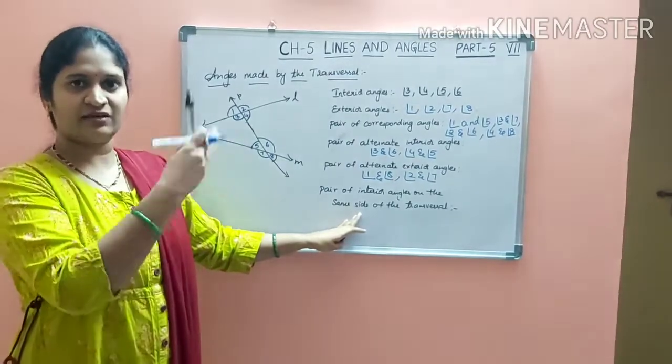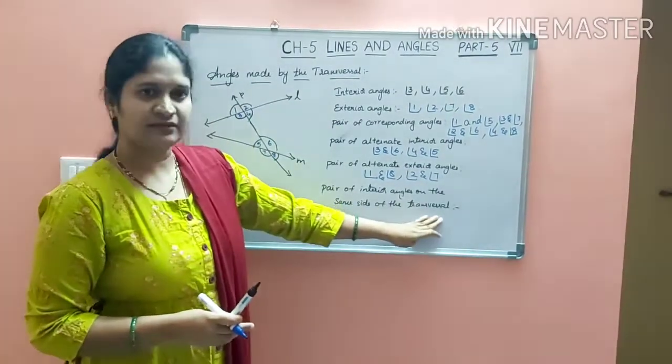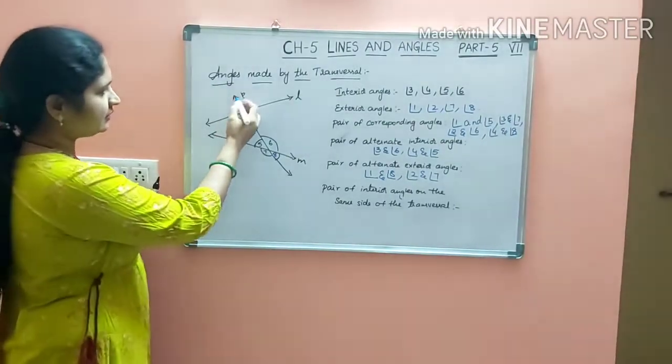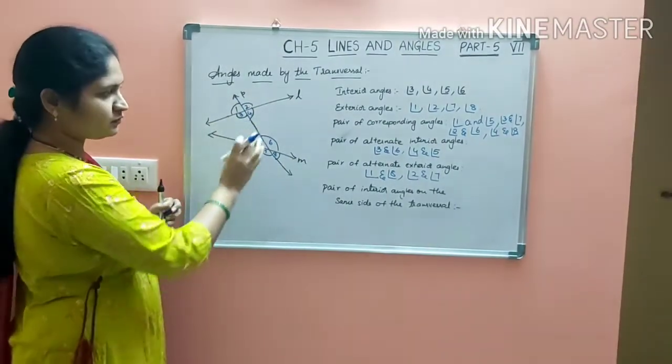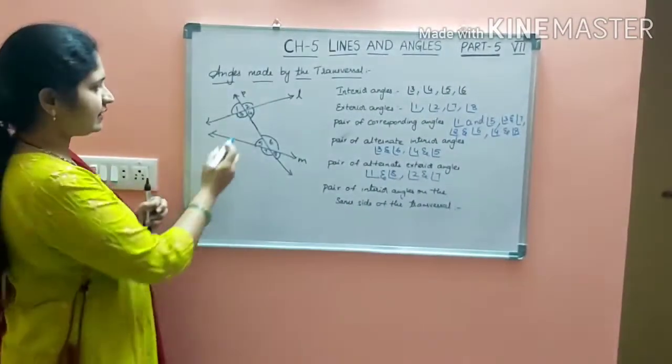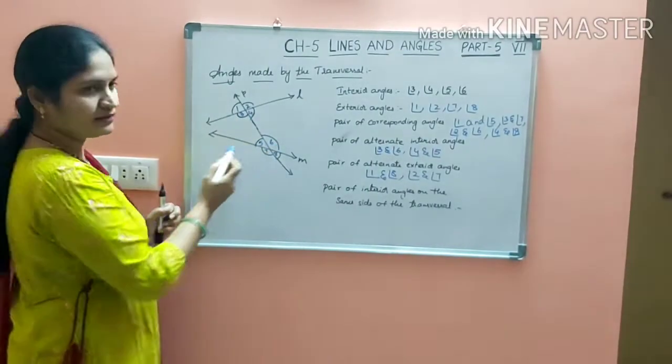So it should be either this side or that side of the transversal. See children, this is the transversal. In this, first of all, let us see what are interior angles. Interior angles are 3, 4, 5 and 6.